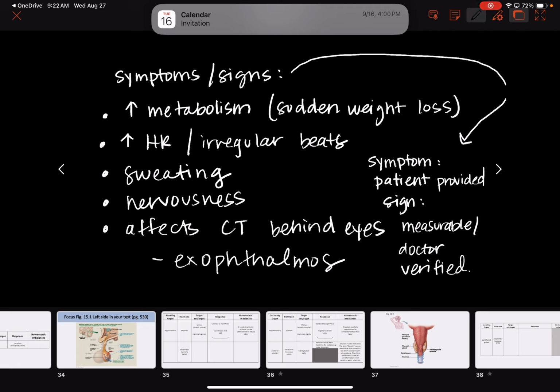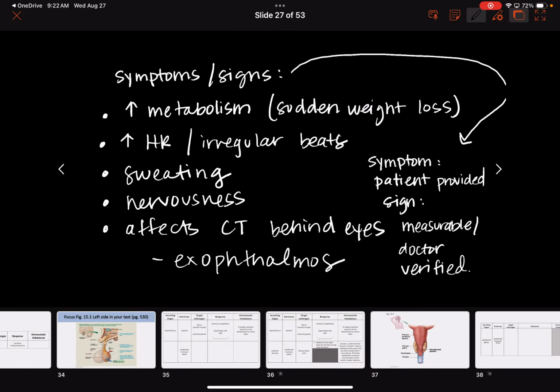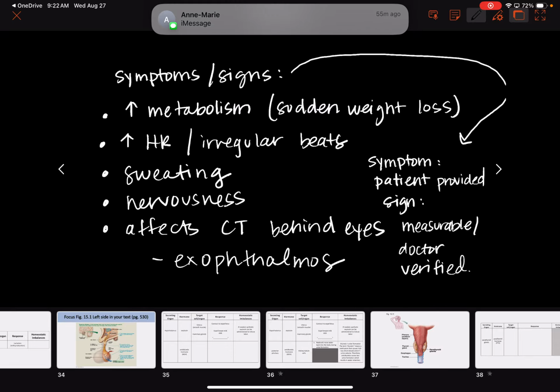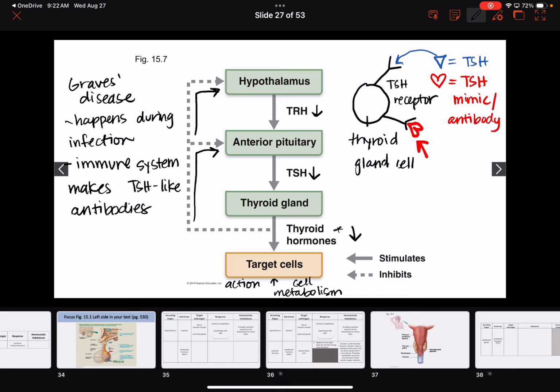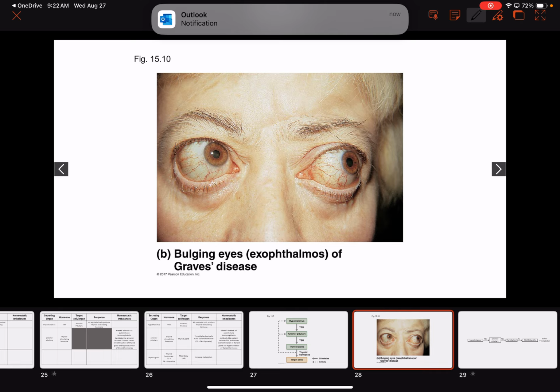Any questions? Did you have a question? Exophthalmos? I think that's the bug eyes, right? Oh, yes. I'm going to show you a picture of it right now. Anybody still need this up? Okay. That's the exophthalmos. So for some reason that's less understood, Graves' disease affects the connective tissue behind the eye, and it causes the bulging eyes.